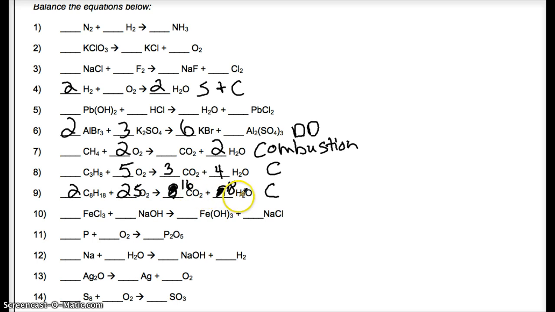So remember, once you've done everything and you've got something odd, you double it, and so that number that was the odd number is going to end up here on that oxygen. And we already said that was a combustion reaction. Let's look at number 10.